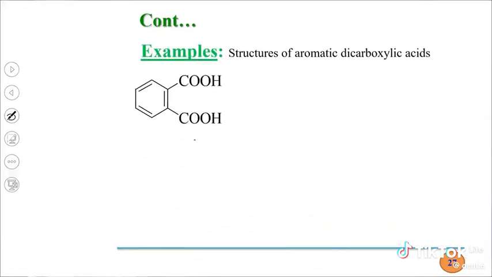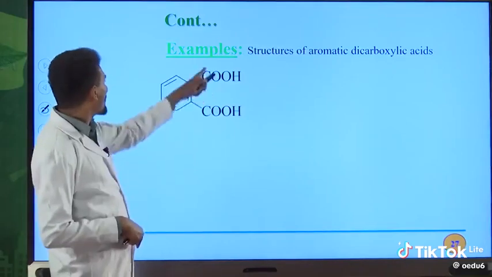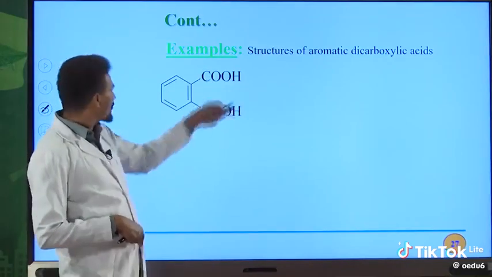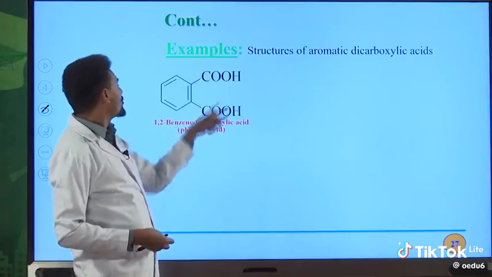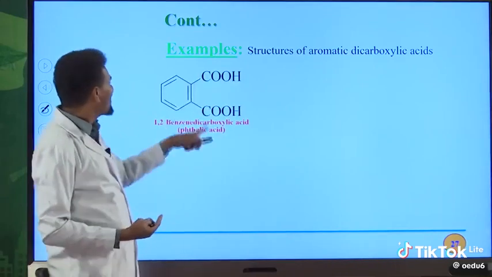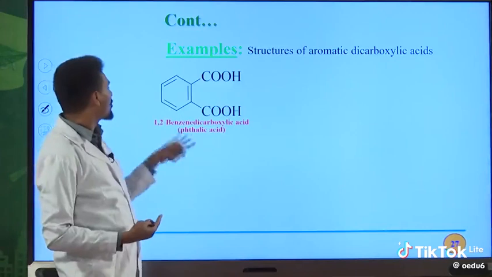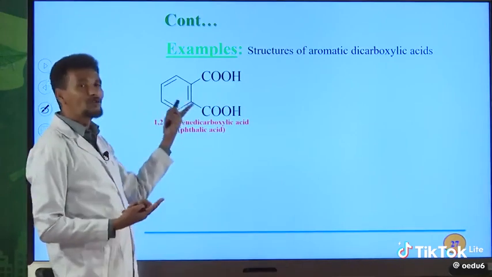Another one, aromatic dicarboxylic acid. For example, you have 2 COOH groups. Both of them are directly bonded to the benzene ring. Therefore, the IUPAC name for this one is 1,2 benzene dicarboxylic acid. This is the IUPAC name for this compound. So we have 2 COOH functional groups. You must indicate these functional groups by number, 1,2 position.